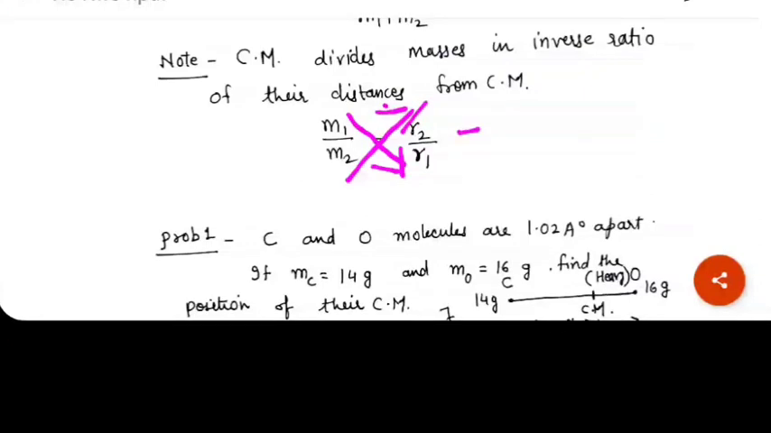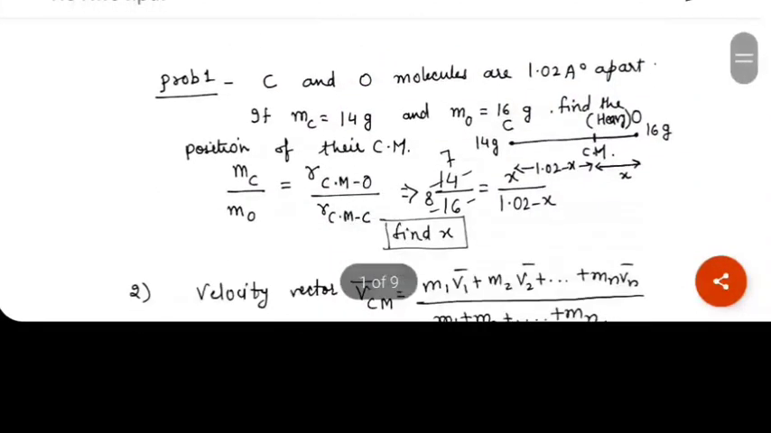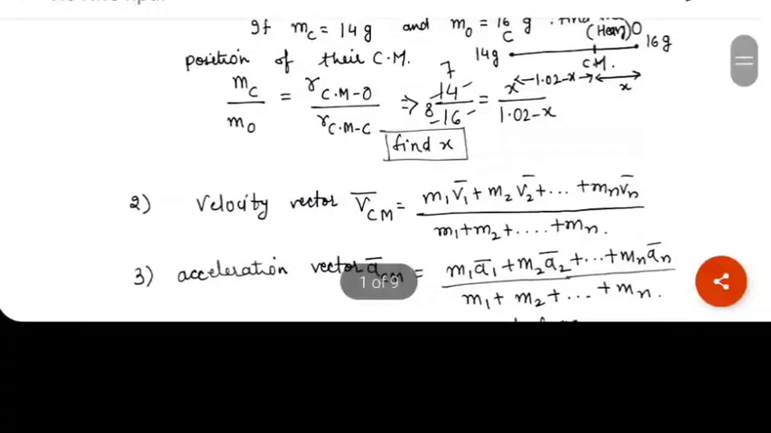For example, I have taken two molecules or atoms, carbon and oxygen. These atoms are 1.02 angstrom apart. If the mass of carbon is 14 gram and the mass of oxygen is 16 gram, we have to find the position of their center of mass.